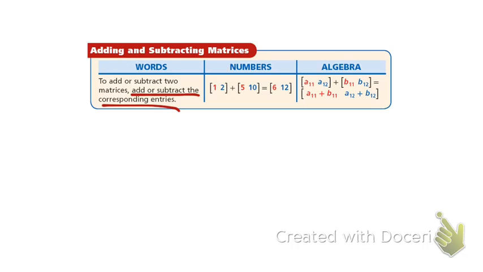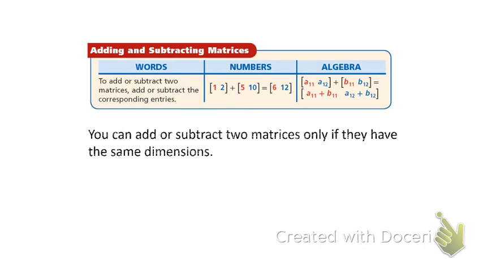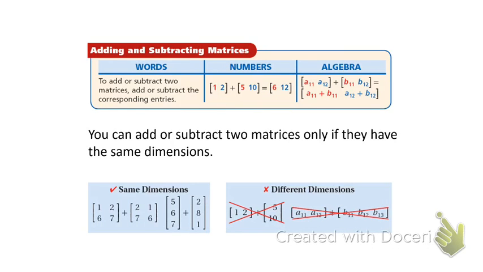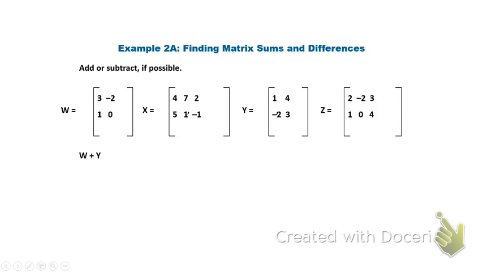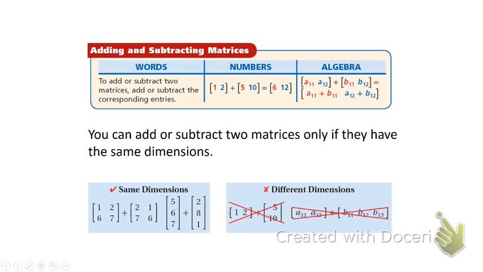Okay, so if we look at this first one, we have that the number 1 here corresponds to the 5, so we'd add 1 and 5 to get 6. And then we would add the 2 and the 10 to give us 12. Now, in order to add or subtract two matrices, we can only do that if they have the same dimensions. Very important. Very, very important.